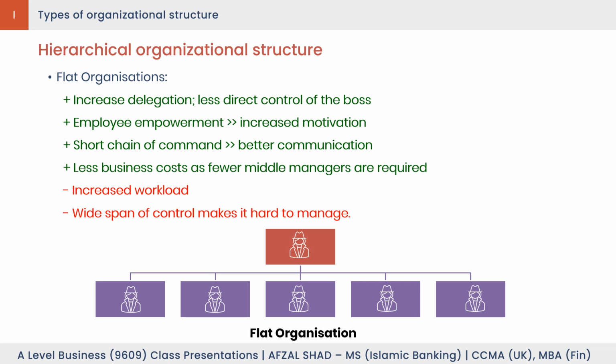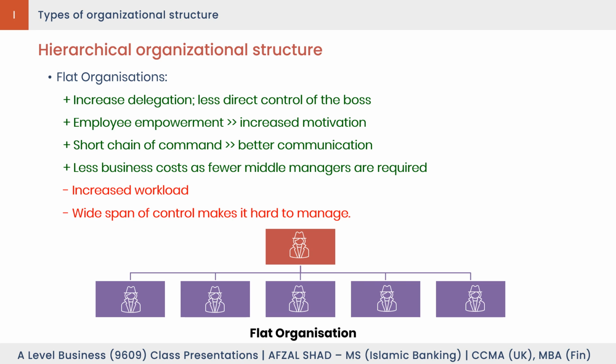The first one, in the flat organization, delegation is increased and there is less direct control of the boss. So यहाँ पर एक चीज़ नज़र आ रही है कि apparently it seems like a boss is going to manage 5 people, there is going to be more supervision, there is going to be more control on the employees, but ऐसा नहीं है. Actually ये हो रहा है कि there is going to be more delegation in an organization.